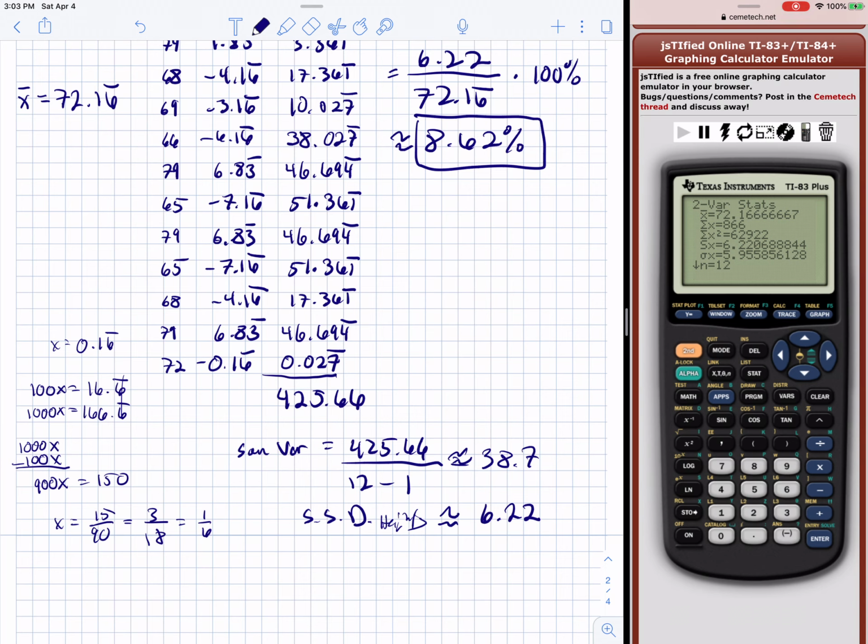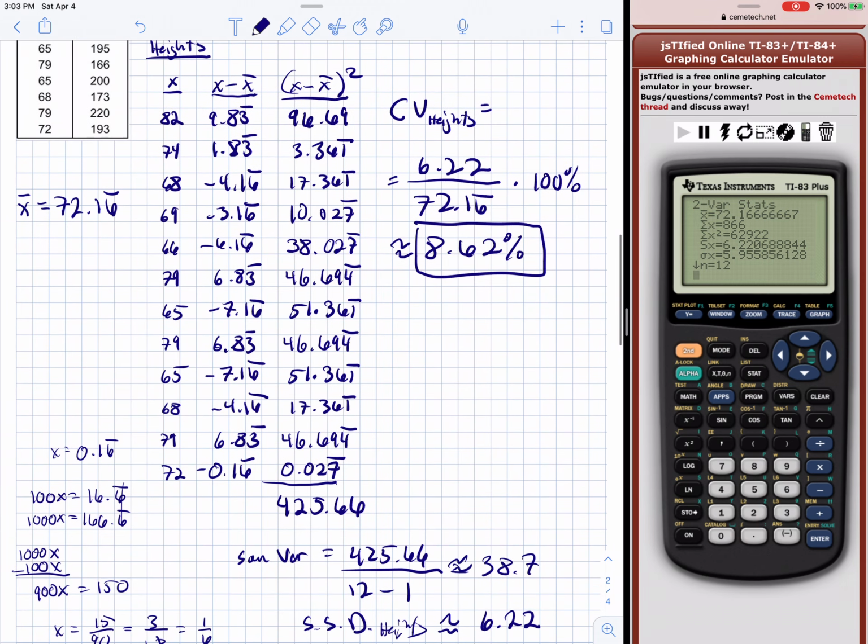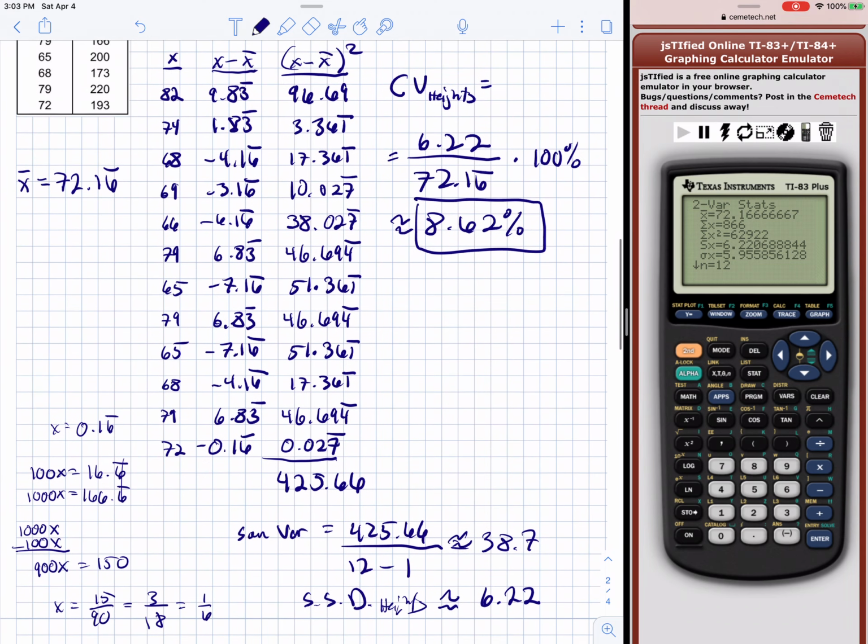Oh, is that for the second? I think that's just for the second set of information. Okay, maybe we can use that. Okay, so since we had already typed in the second set of information, let's do the coefficient of variation.